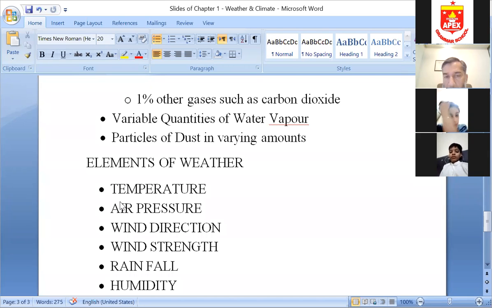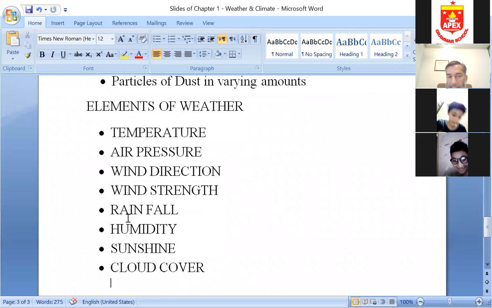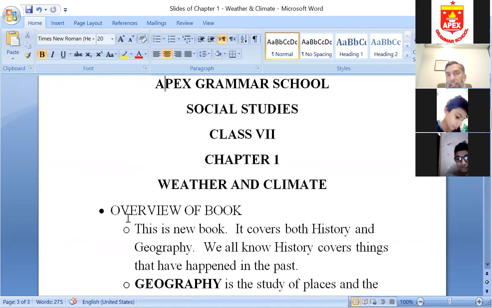So these are three. There are other elements of weather we have not done. I've mentioned 6 beta. We have done temperature, we have done air pressure, we have done direction beta, and we have done strength beta. We have not covered rainfall, humidity, sunshine. We'll do this next time. The first 4 we have covered. The next 4 we'll cover next time, and then we will also discuss weather forecast and climate beta.